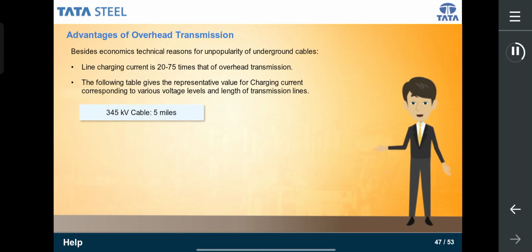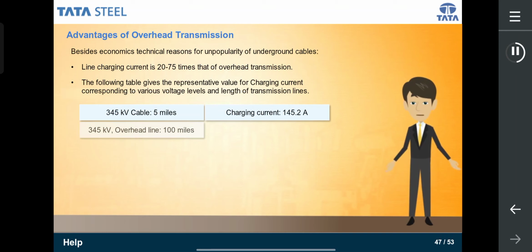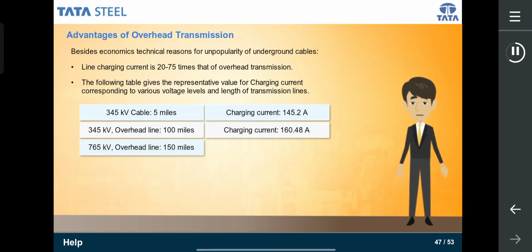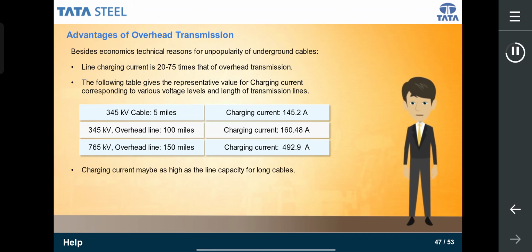345 kilovolt cable, 5 miles. Charging current 145.2 ampere. 345 kilovolt overhead line, 100 miles. Charging current 160.48 ampere. 765 kilovolt overhead line, 150 miles. Charging current 492.9 ampere. Charging current may be as high as the line capacity for long cables.